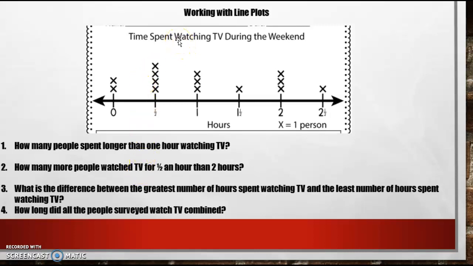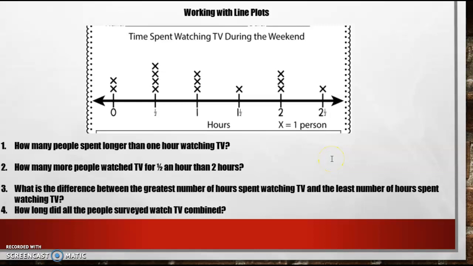Here is our first line plot. Time spent watching TV during the weekend. So the first thing we need to always do is read the title of our line plot. Then we need to look down at the bottom and understand what the numbers at the bottom stand for. So in this line plot, the numbers at the bottom stand for hours, the amount of hours that one person spent watching TV during the weekend. Each X stands for one person.